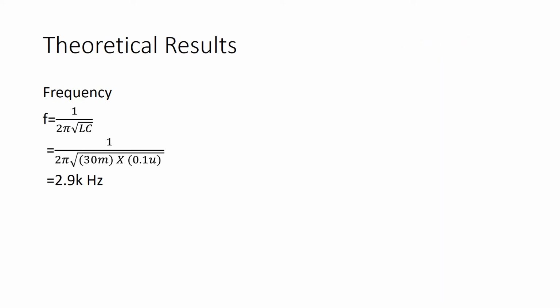Here are the theoretical results of finding the resonance frequency. The formula to find the resonance frequency is 1 by 2 pi root LC. The value of L, that is the inductor, is 30 millihenry, and the value of the capacitor, that is C, is 0.1 microfarad. So when we substitute those values in the formula, we will get the resonance frequency as 2.9 kilohertz.